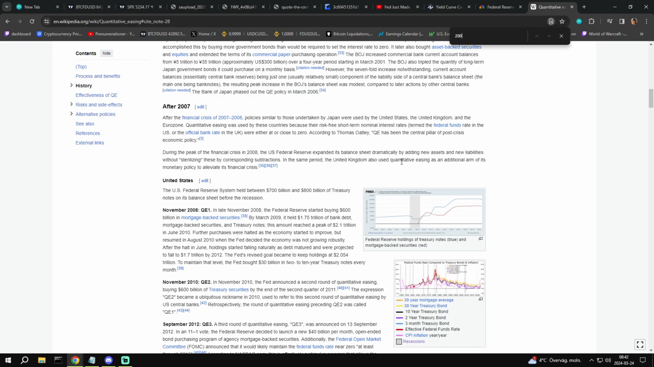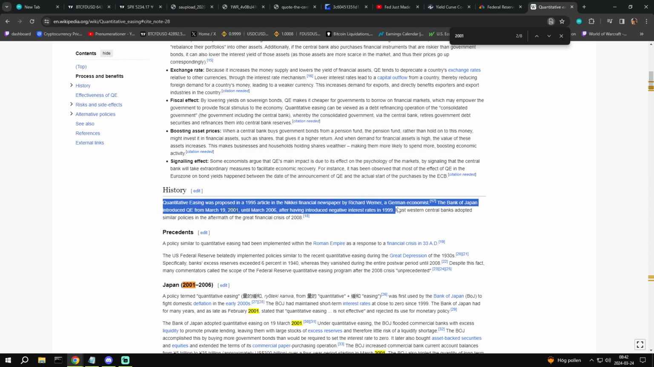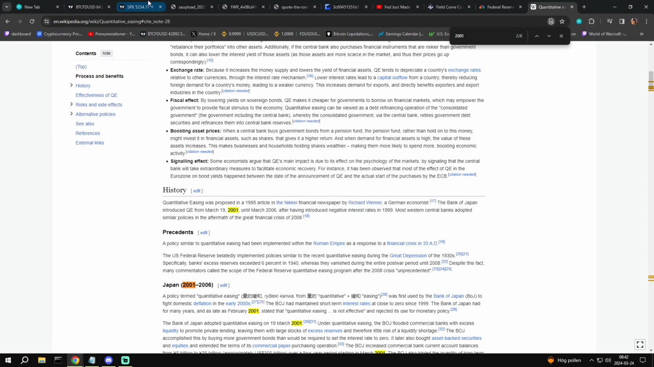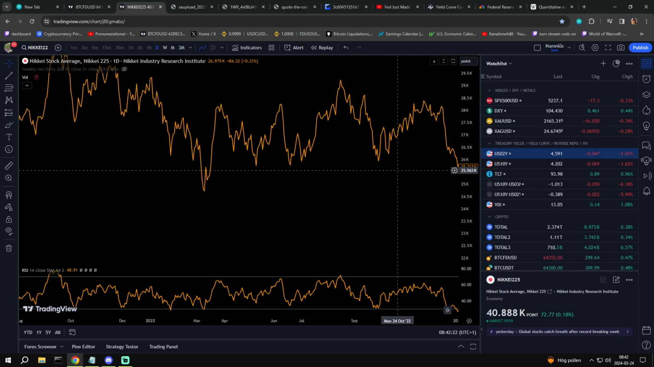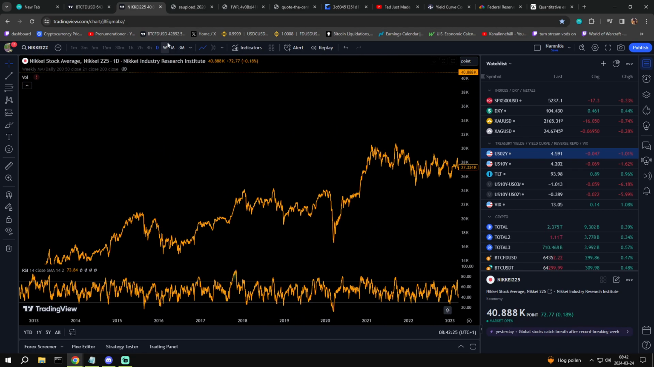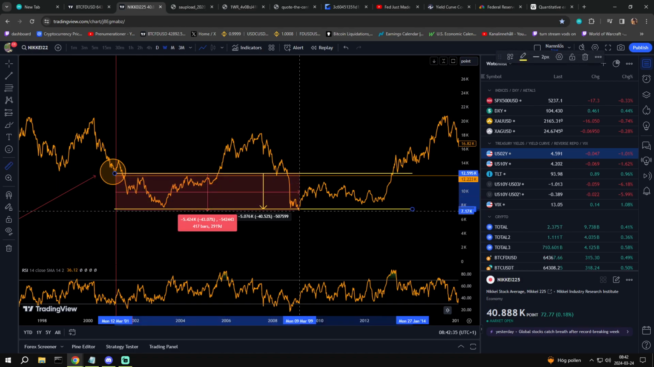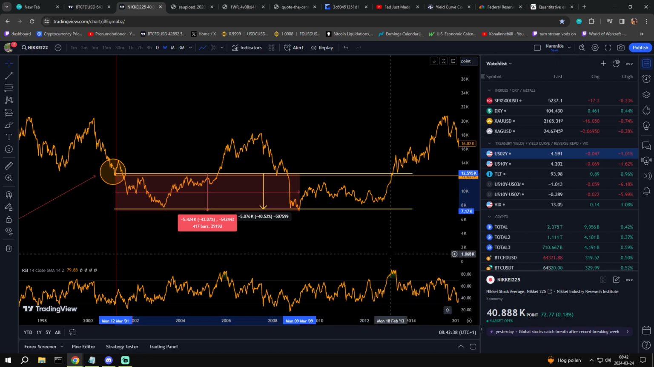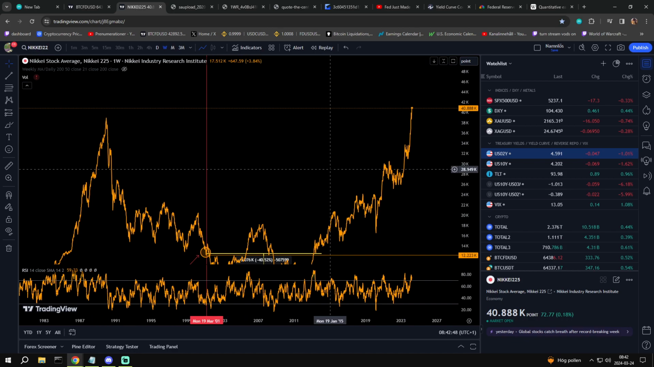Okay, what about Bank of Japan? Quantitative easing was proposed in a 1995 article in the Nikkei financial newspaper. The Bank of Japan introduced QE from March 19, 2001. So what happened to the Nikkei index after they did QE? And why are these things not enough? Well, again, you need to look at history and not just believe what you're being told. This is objective facts. March 19th, 2001. Market still went down another 40%, 43% to that wick low, for another 8 years, from March 2001 till March 2009. And it didn't recover until now, 34 years later, 34 and a half to be exact.